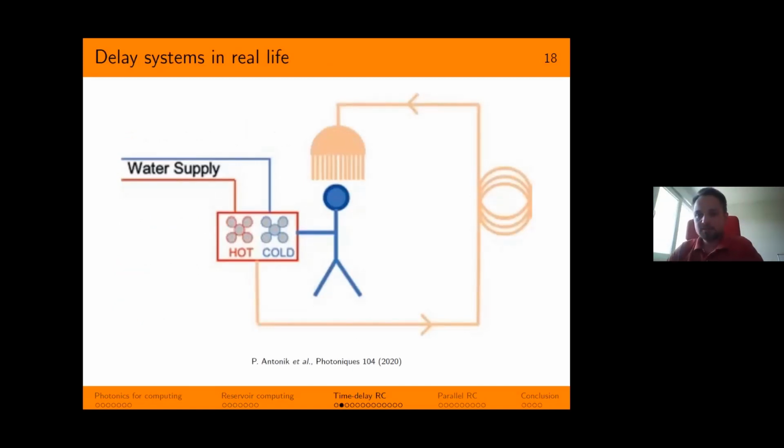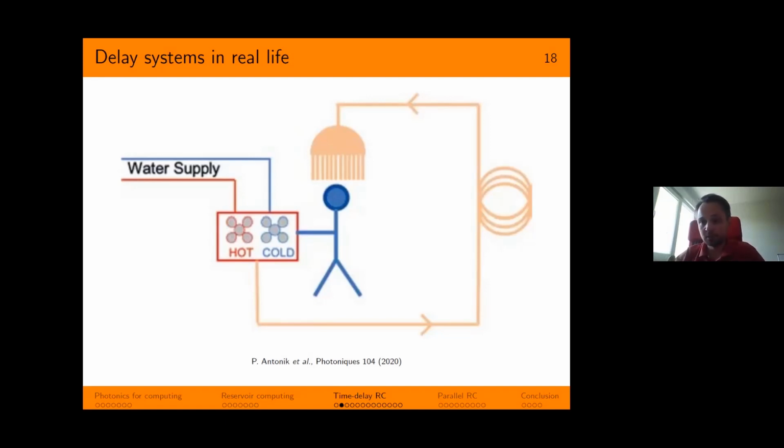Delay dynamical systems can be found very often in everyday lives. They can also be found in biology, chemistry, physics, engineering, and so on. A simple example of a delay system is the control of the temperature in a shower. Imagine that you take a shower and the water is too cold. So you turn the hot water faucet, but the hot water doesn't come right away. There is a delay induced by the length of the copper tube that brings the water to you.